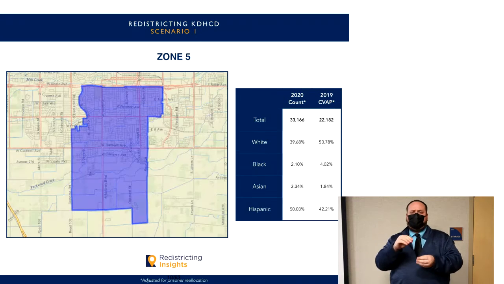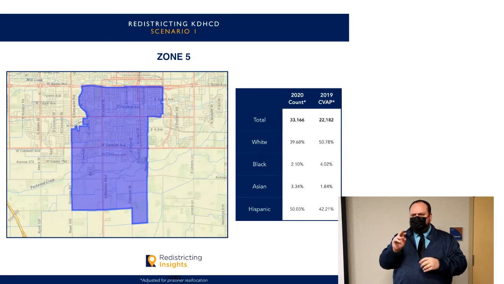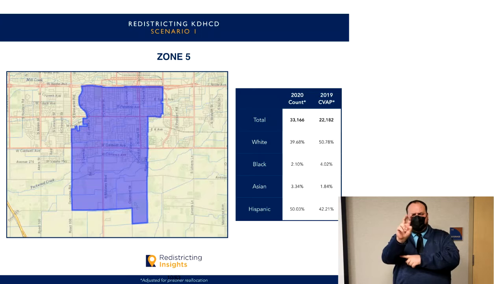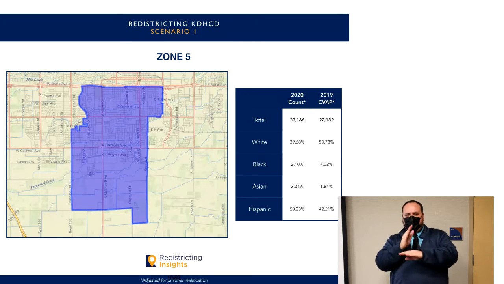And then we'll move to this southern district here, which is labeled District 5 for Scenario 1. You can see the deviation is still very low, 0.15% over, and 42.21% Hispanic CVAP.